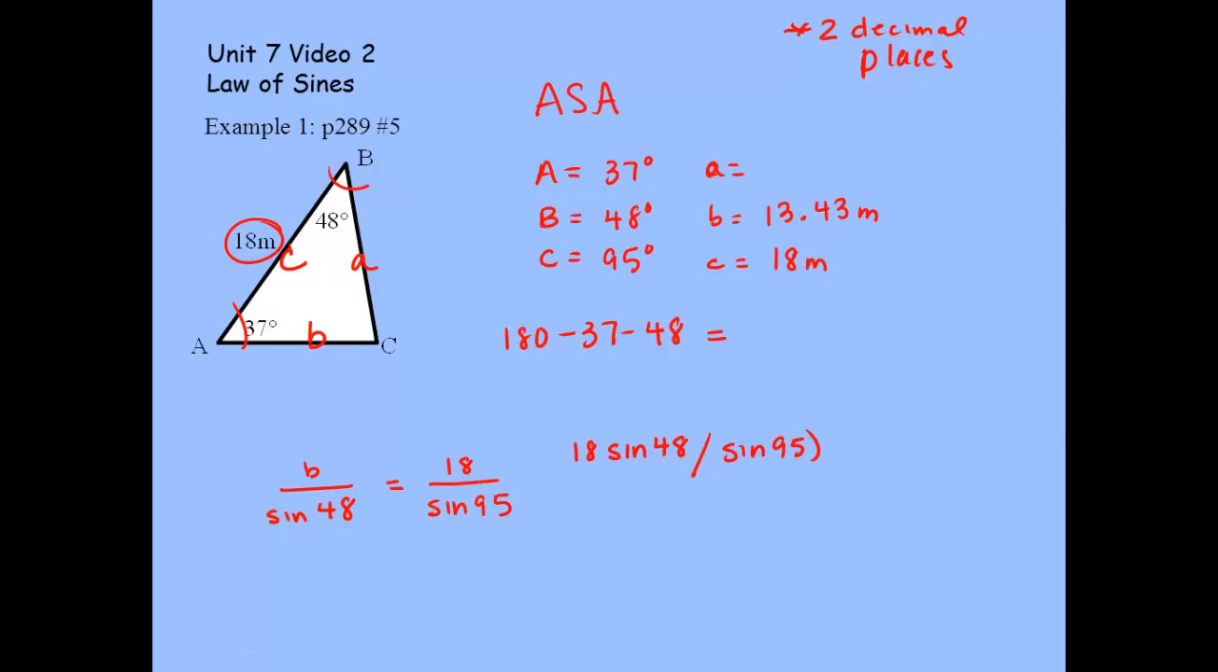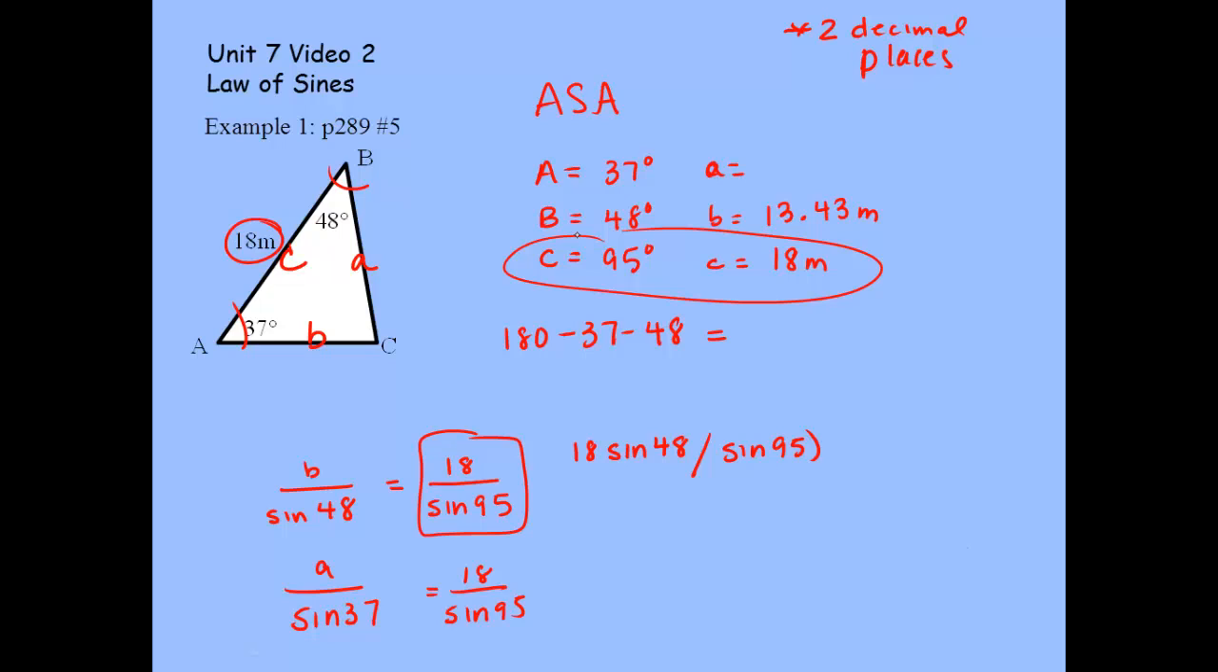I'm going to repeat this process using my known fraction here of 18 over the sine of 95, and I'm going to do this for little a. So now I have the sine of 37. The reason I'm repeating the one that's known and permanent is because I did rounding, and so therefore I would have a rounding error. You will get marked off if you have a rounding error, so be sure to use the most concrete knowledge you have, and that was everything we know about side C and angle C.